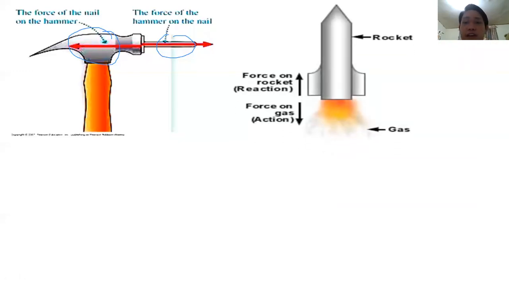Okay, so you can see there is an action, the force on the gas, and then the force on the rocket is the reaction. So the rocket and then the gas. That is an example of Newton's third law of motion: every action has an equal but opposite reaction.